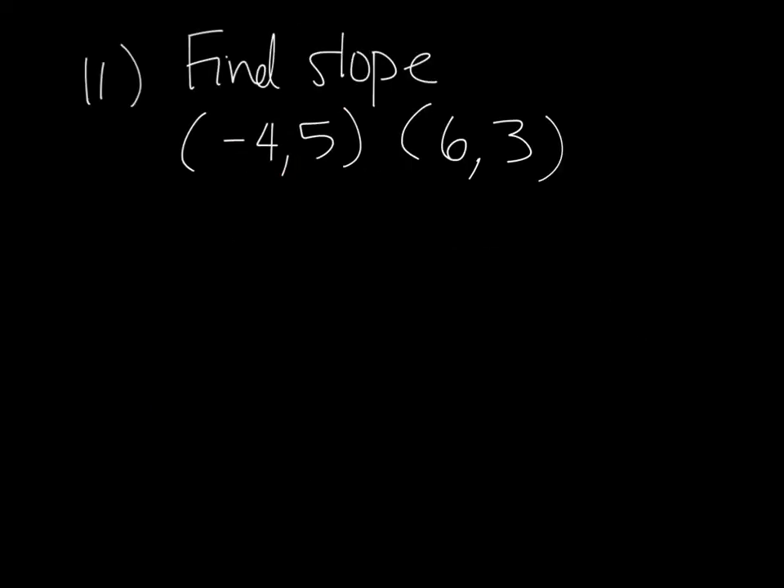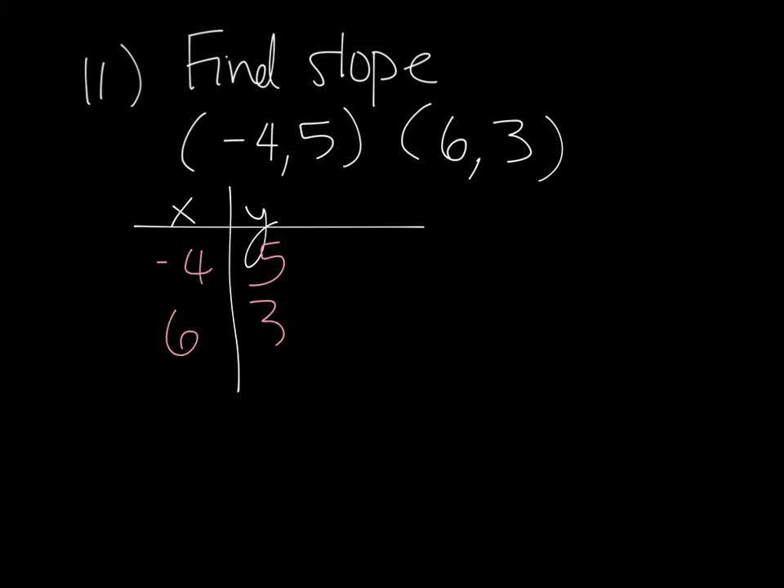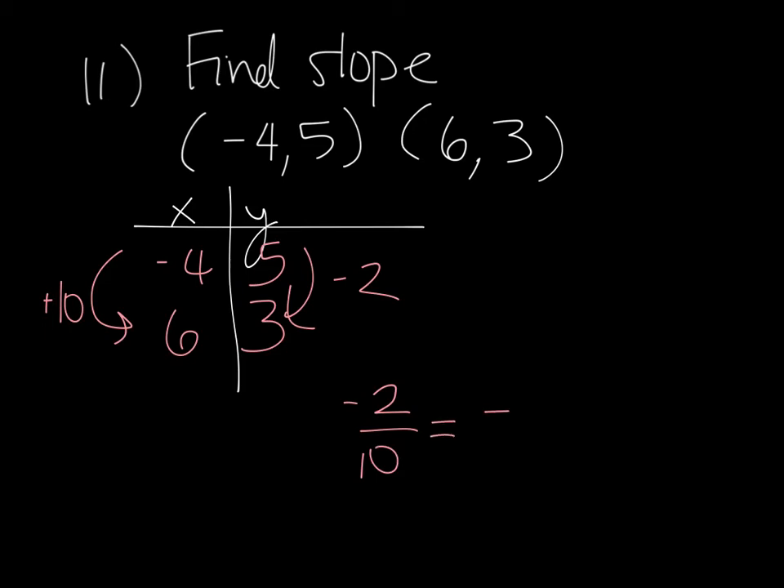If I give you two points and ask you to find the slope, I would put it in a table. So I would write negative 4, 5, and 6, 3 in the table. And then from there, I would do the same thing as last time. The change in y is negative 2. The change in x is plus 10. So I have negative 2 over 10, which reduces to negative 1 over 5.